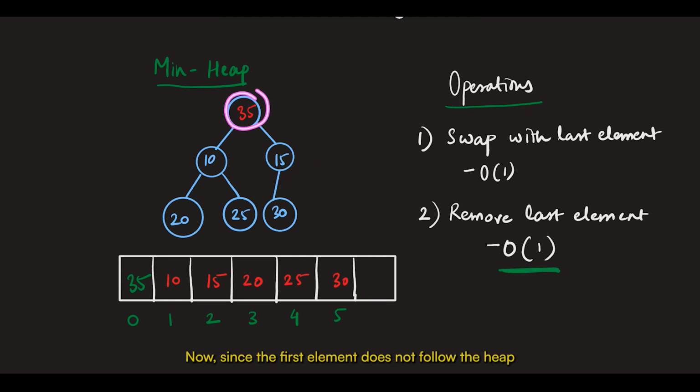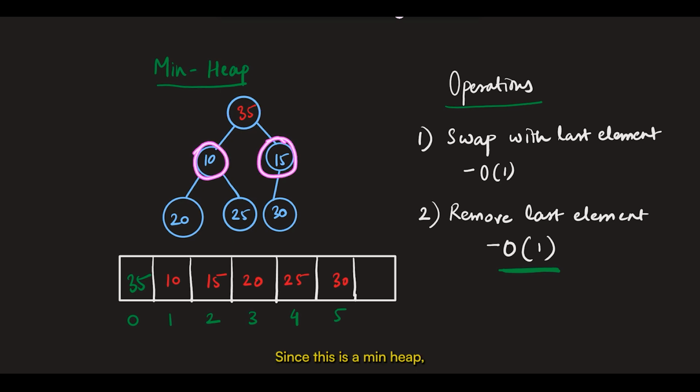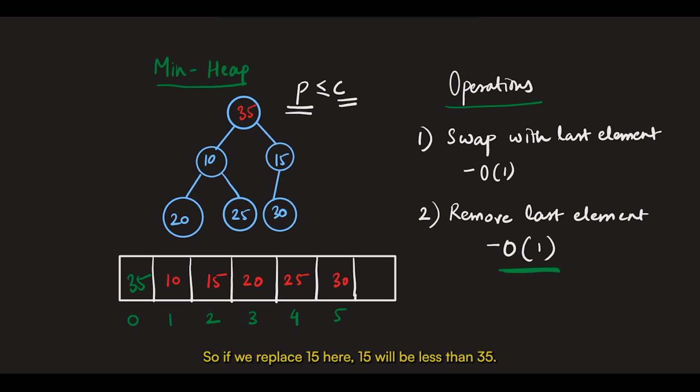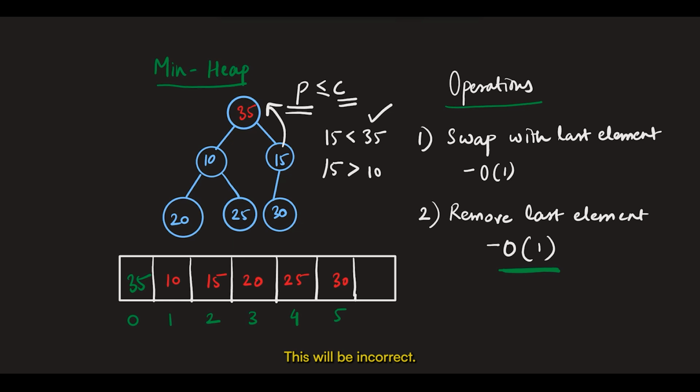Now since the first element does not follow the heap property of min heap here, we'd have to replace it with any of the child so that the heap property is followed. But what child to replace it with? Since this is a min heap, it should follow the property that P should be less than or equal to C for any parent P and any of its child C. So if we replace 15 here, 15 will be less than 35. This will be correct, but 15 would be greater than 10. This will be incorrect.